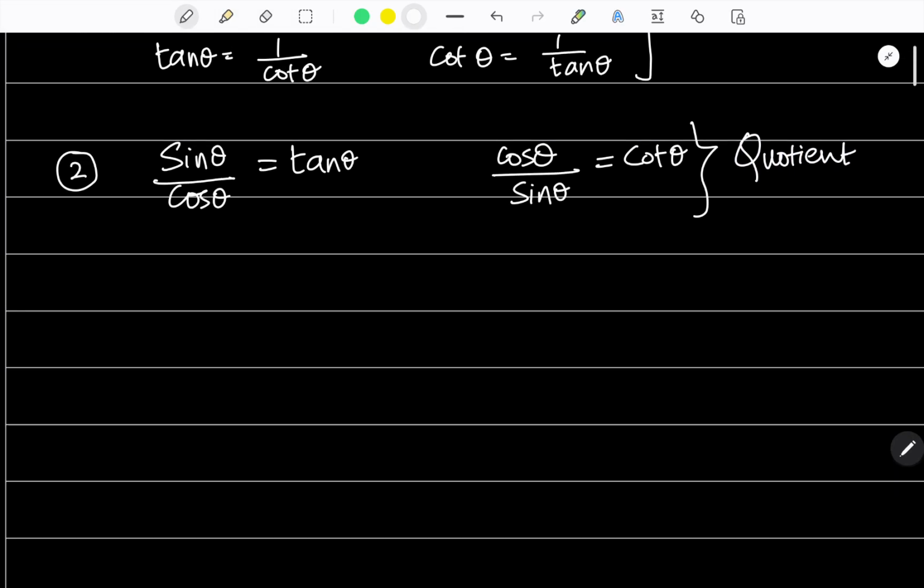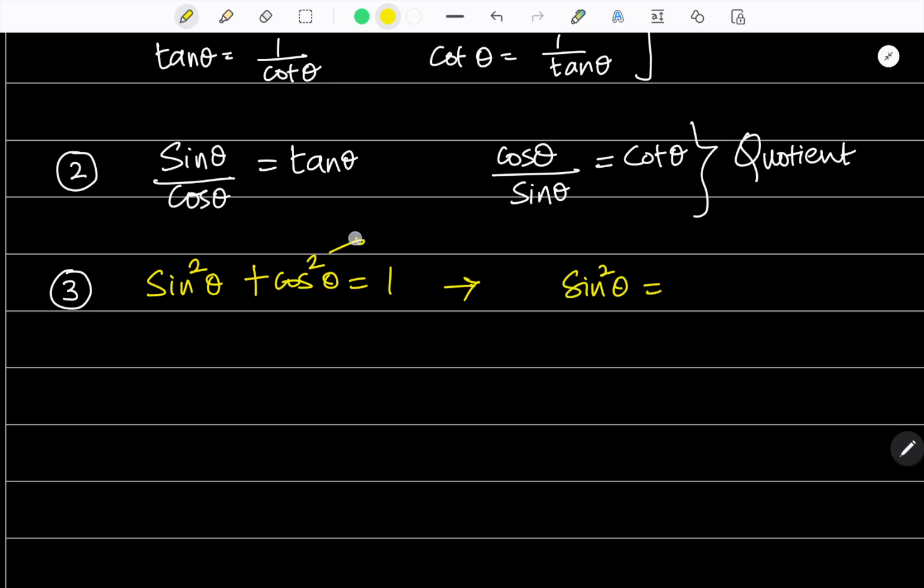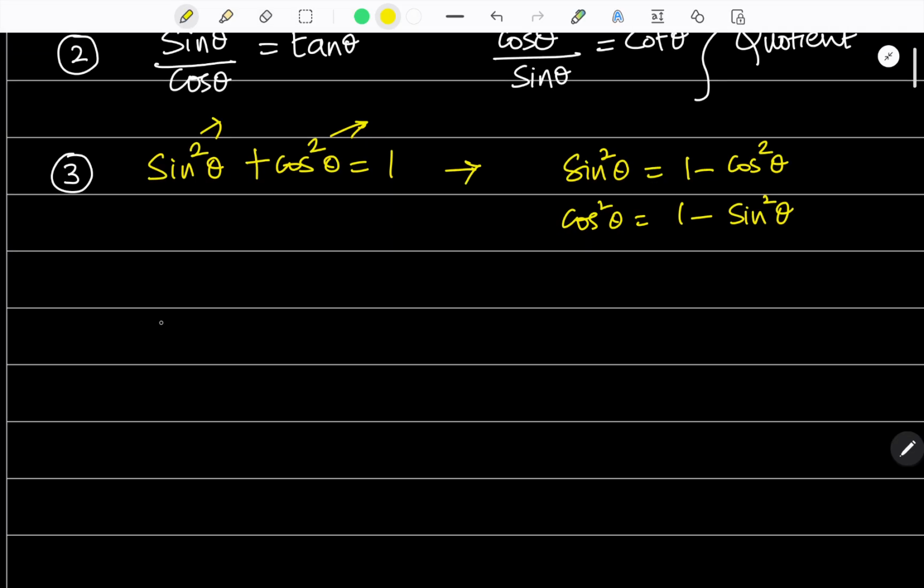Okay, right. Let's go to the next rule, the Pythagorean identities, right? Rule number 3. Sin square theta plus cosine square theta is equal to what? 1. From this, we can get two rules I told you in the last video. What is that? If you want sin square theta, this cosine will go to that side: 1 minus cosine square theta. If you want cosine square theta, this sin square will go to that side, which is 1 minus sin square theta.